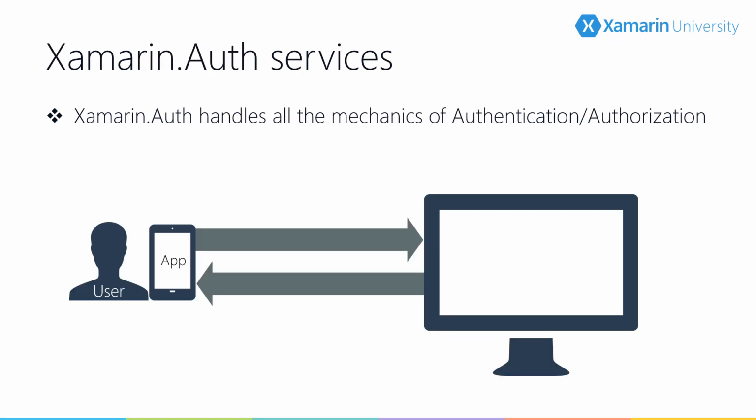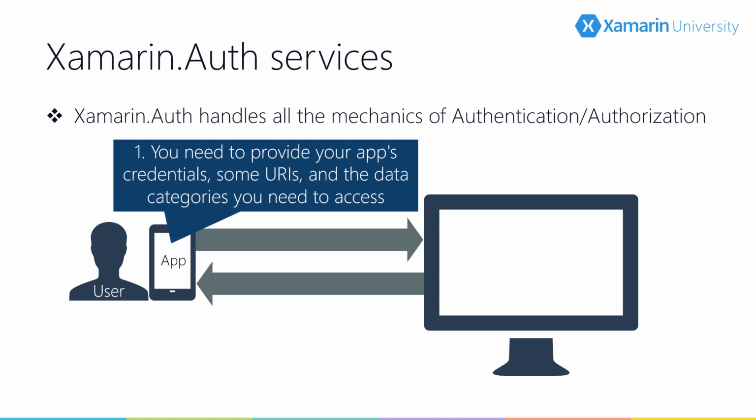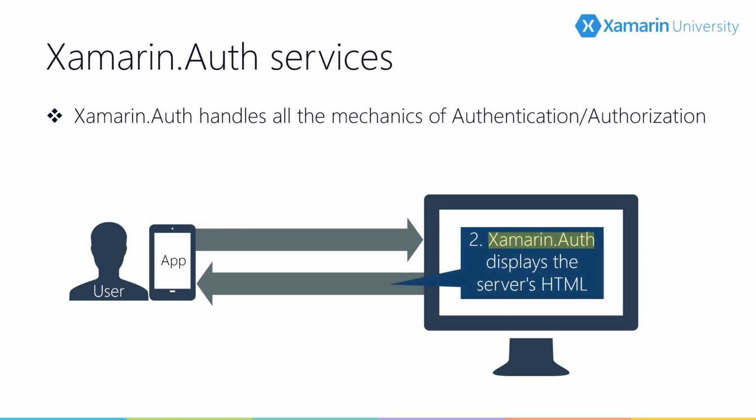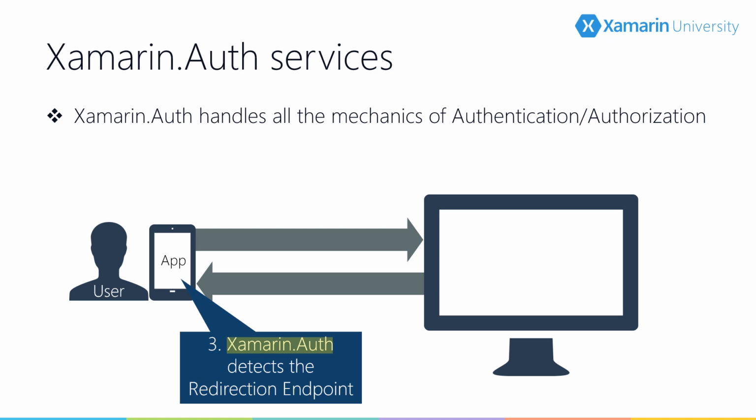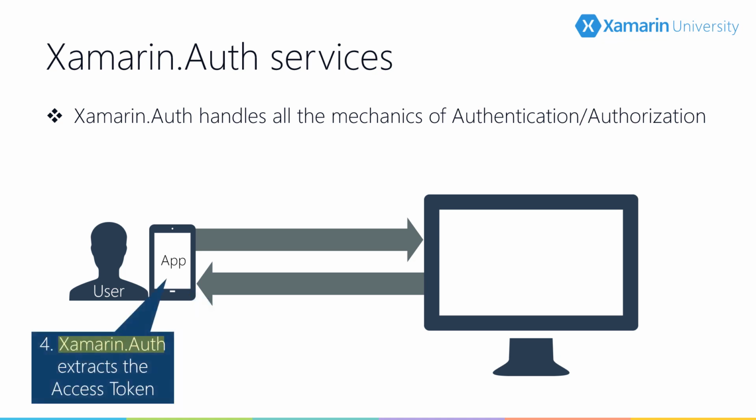Xamarin.Auth is designed to simplify the steps required by a developer to access an OAuth2 protected service. It will manage the mechanics of authentication and authorization, and it wraps it into a nice, easy-to-use API. You'll provide your application's generated credentials, the redirection endpoint URI, and the server URLs for the service you're accessing. And if the information is correct, Xamarin.Auth will retrieve and present the login HTML. Now, when the login is successful, Xamarin.Auth will detect the redirect and extract the access token.